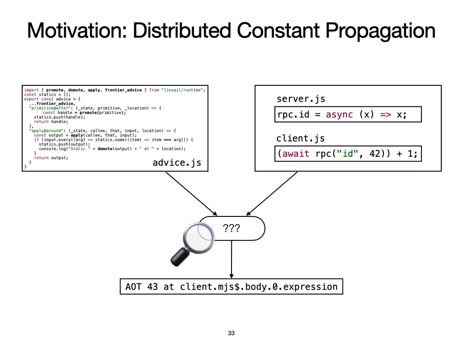Consider this minimal distributed application. The server is registering a remote procedure, which is the identity function, while the client is calling this remote procedure with 42. And it increments the result by 1. If we consider this application as a whole, this increment operation can actually be conducted ahead of time, and we would like our approach to enable this detection.